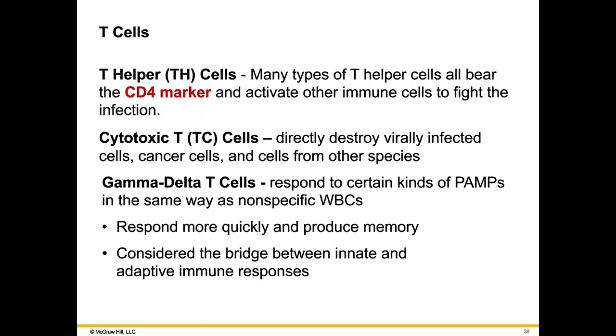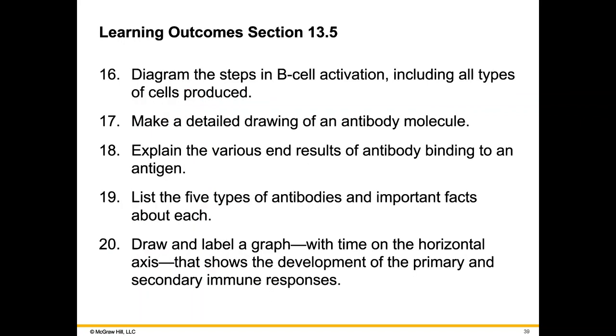Our gamma delta T cells respond to certain kinds of PAMPs in the same way as our nonspecific white blood cells did in the innate immune system from chapter 12. There is a benefit of those gamma delta cells. They do respond more quickly. They do produce memory, which is not like what we saw in the innate immune system last week. So for that reason, they're almost considered like this bridge between the innate and the adaptive immune responses.